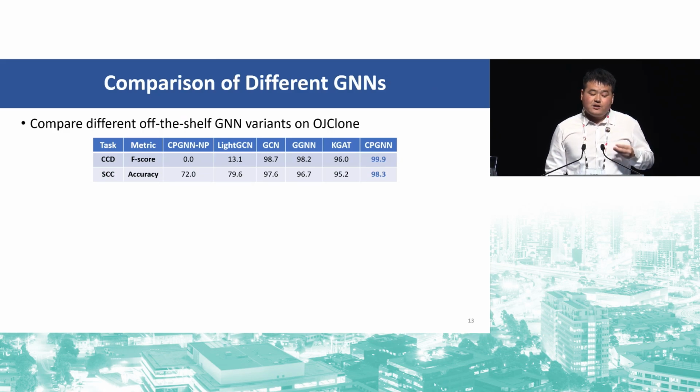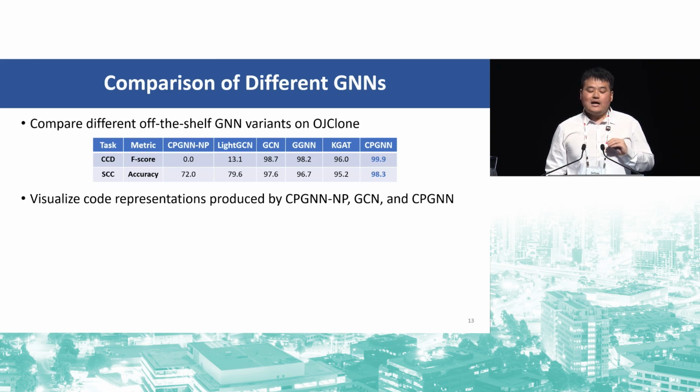We also compare different off-the-shelf GNN variants on the OJClone dataset. The results are listed in the following table. We can find here, CPGN-NP means we disable the propagation mechanism in the CPGN. From the table, we can find CPGN achieves the best performance compared with other GNN variants.